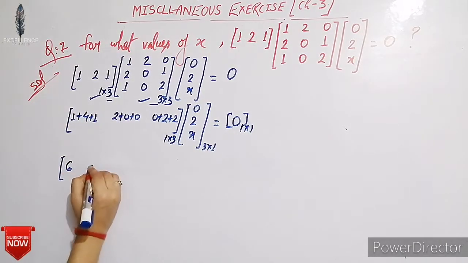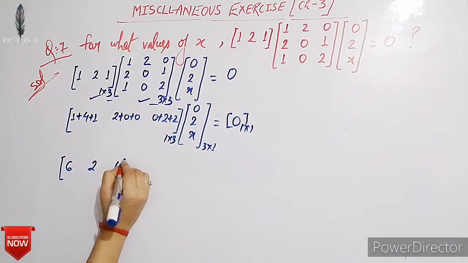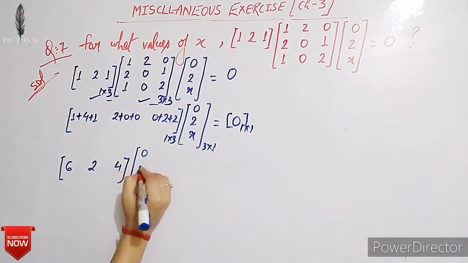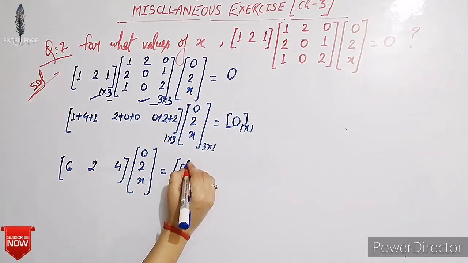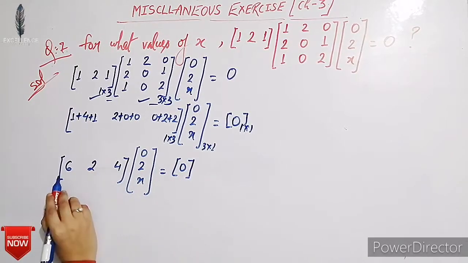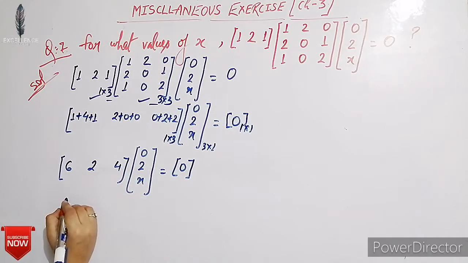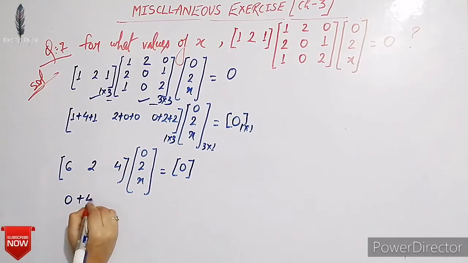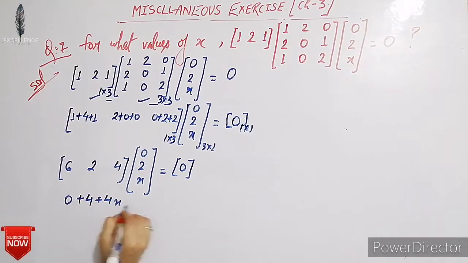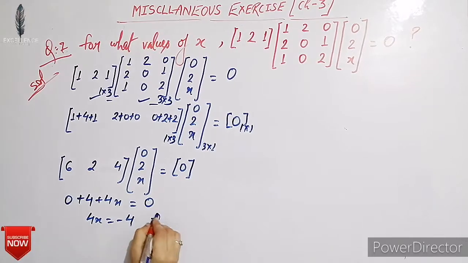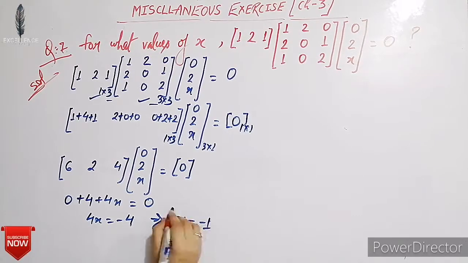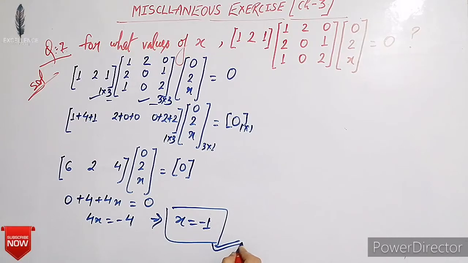Now here it is 6, 2, 4, multiplying with 0, 2, x equals the 0 matrix of order 1 into 1, that is only 0. So on multiplying it, we have 0 plus 4 plus 4x equals 0. So 4x equals minus 4. That gives x equals minus 1. Okay, clear? In the next class we will discuss the next questions of this exercise.